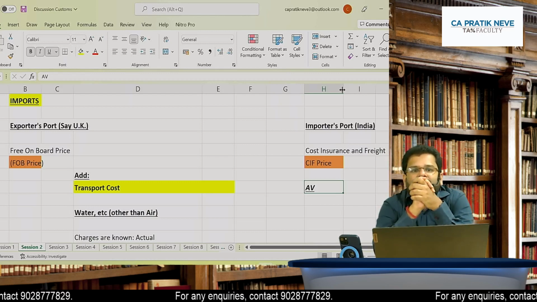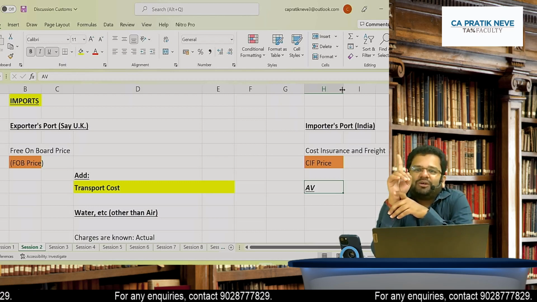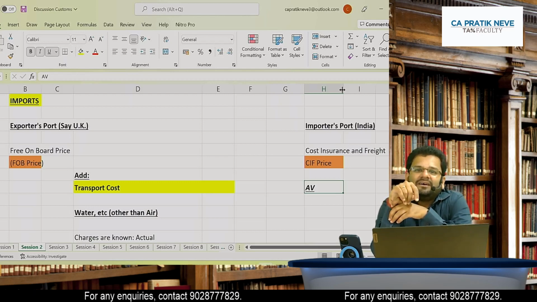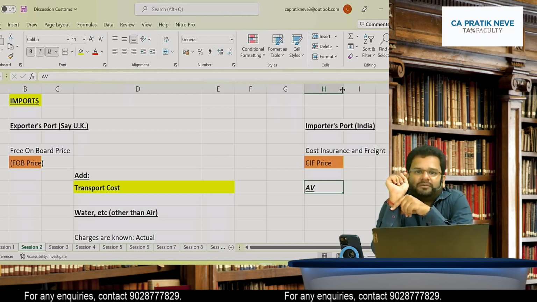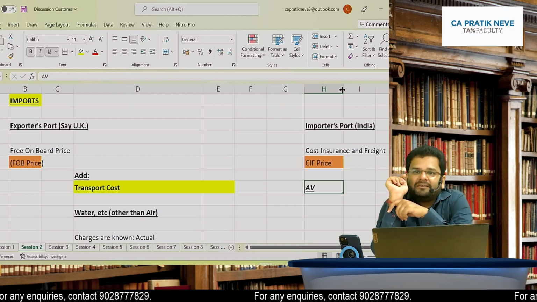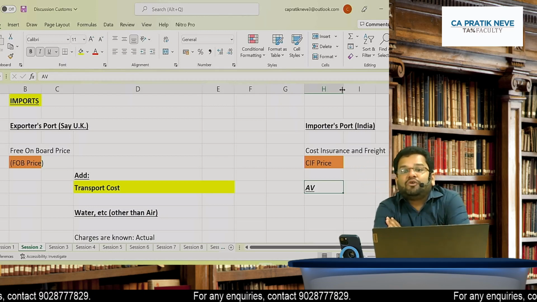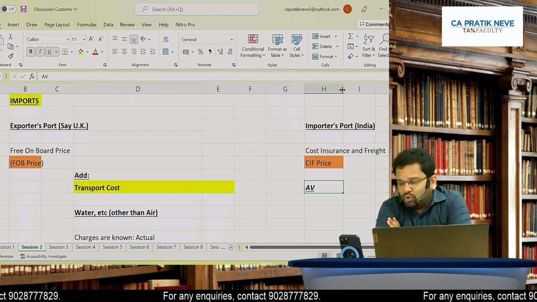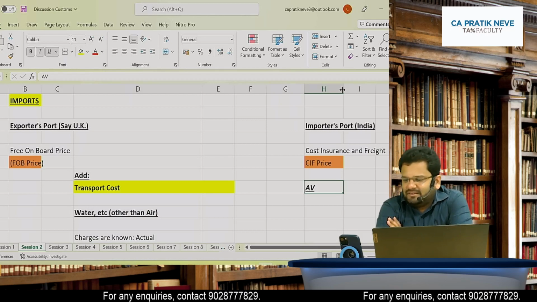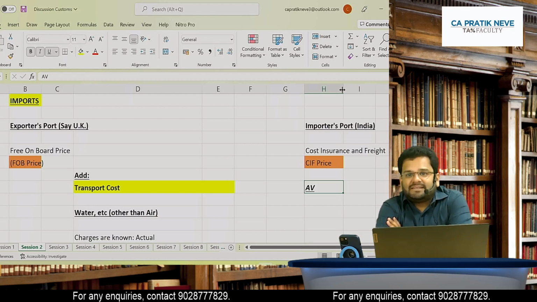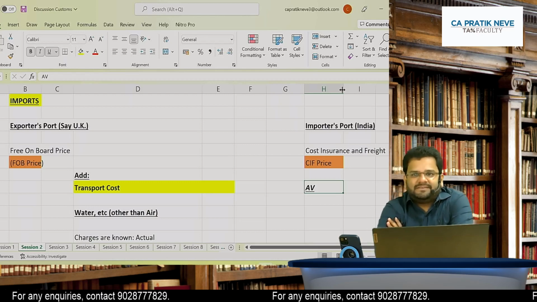Got it? UK's person has a factory somewhere and he is quoting £1,000 at his factory, but £200 are required to get the goods to the port of UK. So now FOB is not 1000. What is FOB? FOB is 1200. Agreed? Yes or no? Yes, it is FOB price, free on board price.